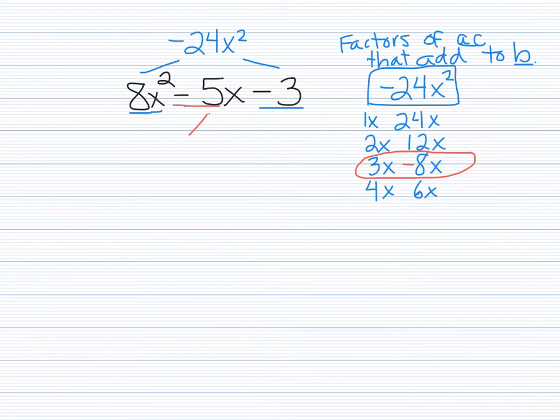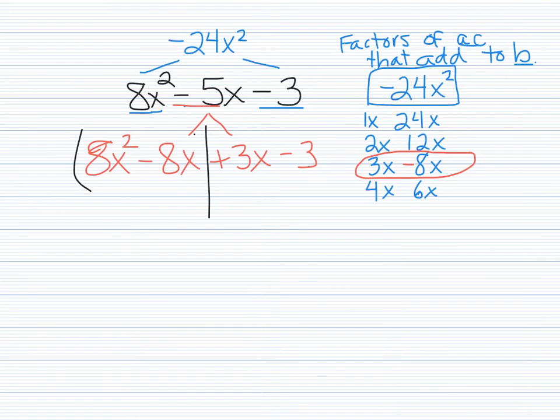So I'm going to rewrite with these pairs adding up to negative 5x. So I've got 8x squared, and I'm just going to write the negative 8 right away, minus 8x plus 3x minus 3. Well, that works out really nicely because as you can see, this group and this group look like they have pretty good GCFs.